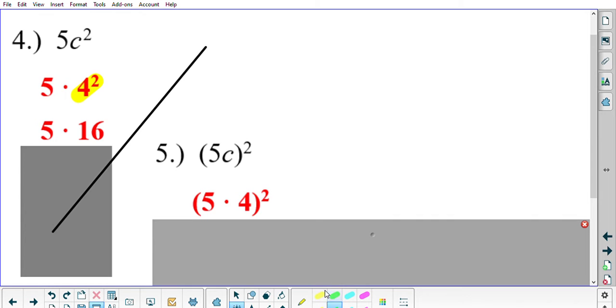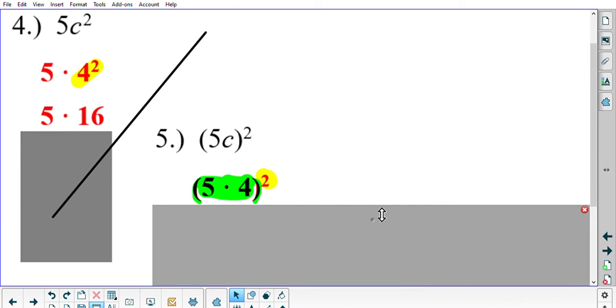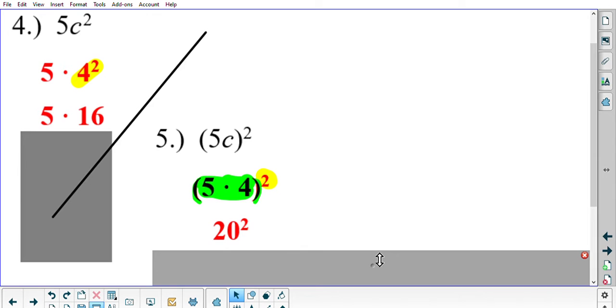Number 5, as I've already pointed out, has parentheses. And whenever you have parentheses, you are supposed to do whatever is on the inside of those parentheses. And on this problem, the exponent is not on the inside. If it was on the inside, then you would be doing that first inside of the parentheses. But like I just said, it's not on the inside. On this problem, the only thing on the inside of the parentheses is the 5 times 4. And that is why 5 times 4 should be the very first thing that you do mathematically in this problem after you substituted the 4 in for the C.